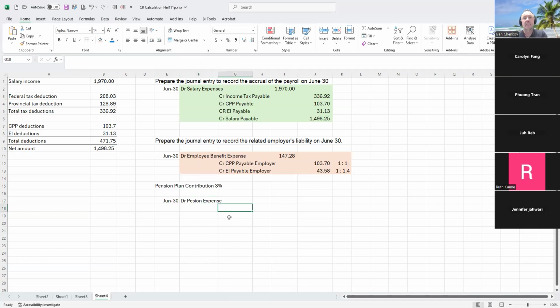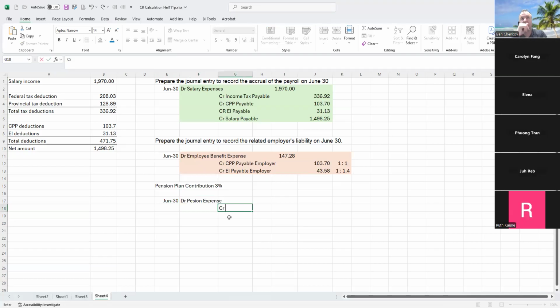Credit. Employee benefits expense. I'm looking for something else. We're on the liability chapter, people. What will that be?